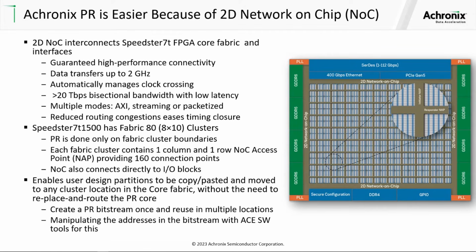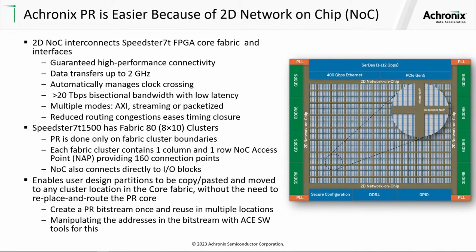So if we look at our Speedster 7t1500, which is our largest FPGA we have right now, that FPGA fabric has 80 clusters. Those are arranged in an 8x10 architecture. Now, each partial reconfiguration region can only be built around those FPGA cluster boundaries. So you have to include the entire FPGA cluster as part of the partial reconfiguration region that you're going to create. Now, each fabric cluster contains one column and one row of what we call NOC access points, or NAPs. So that's 160 connection points within the FPGA fabric to the NOC.